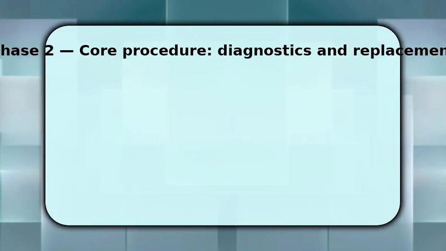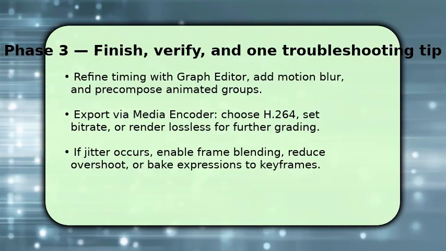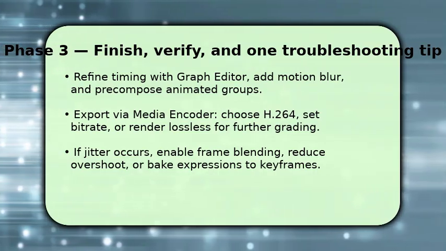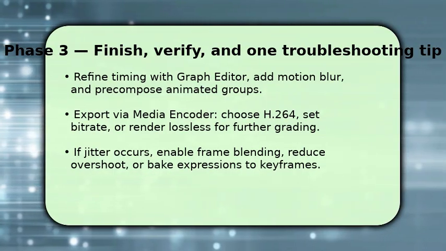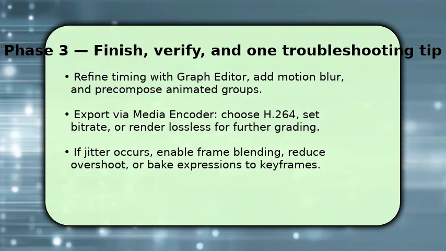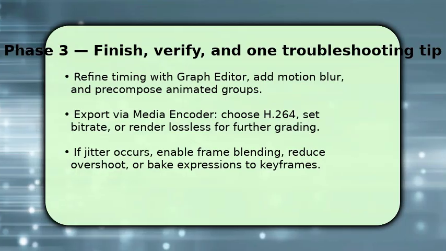Finish by refining and exporting. Open the graph editor to polish timing, enable motion blur for realism, and pre-compose groups to keep the timeline tidy. Once satisfied, send the comp to Media Encoder, H264 for delivery, or a lossless codec if you plan further color work.